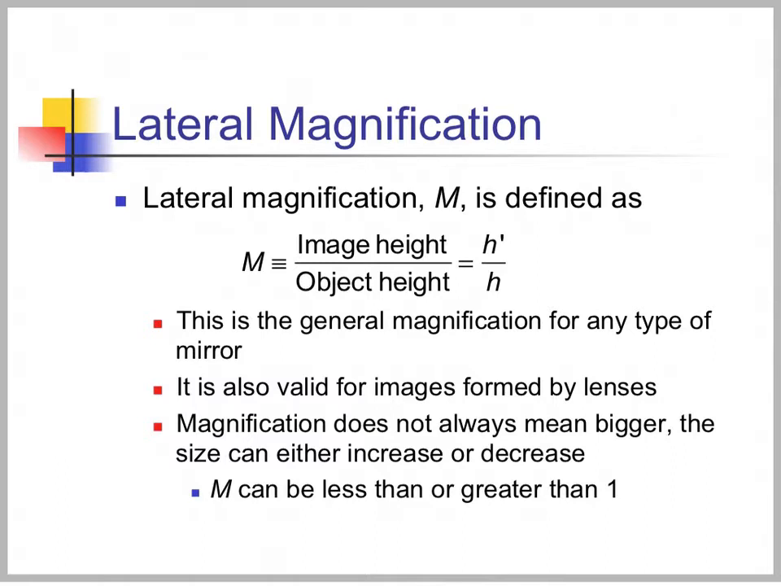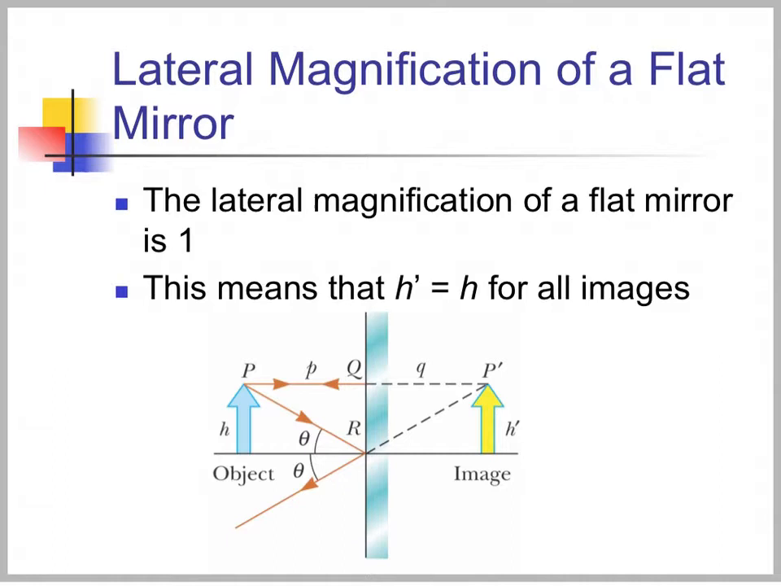Magnification does not always mean bigger. The size can either get larger or smaller, so M can be less than or greater than 1. Less than 1 means the image is smaller than the object. Greater than 1 means the image is larger than the object. The lateral magnification for a flat mirror is 1, which just means that h' equals h for all images in a flat mirror. The image height is exactly equal to the object height.